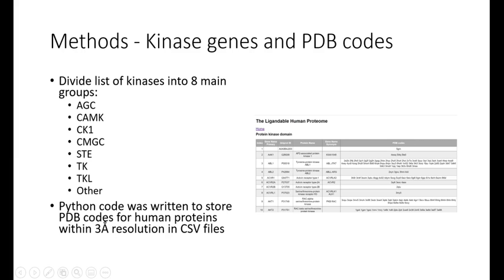A Python program was written to compile lists of PDB codes that produce human proteins within 3 angstroms resolution. Each list contained kinase genes belonging to one kinase group and included information such as the gene name, resolution, UniProt ID, and source organism for each PDB code. Information including the kinase group name, gene name, UniProt ID, and list of associated PDB codes were inputted to the Python program as command line arguments. The program stored the data for each list in CSV files.